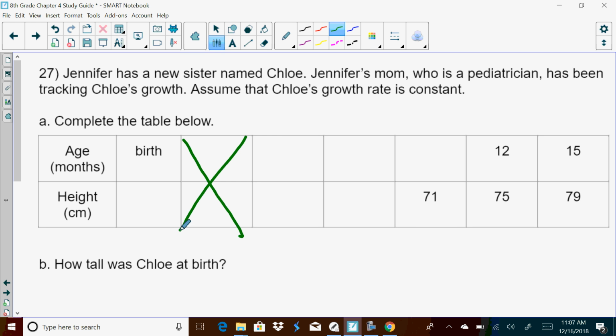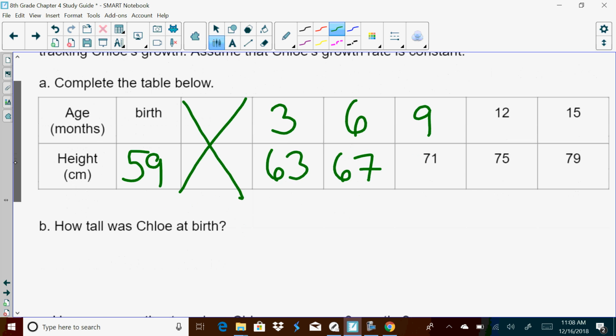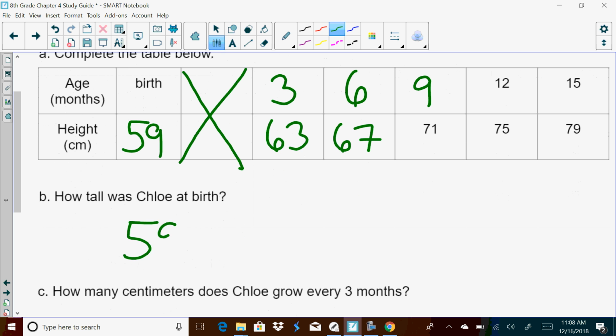So I know that every 3 months it grows 4. So this is going down 3, so this would be 9 months old. Going down 3 again would be 6. It's growing by 4, so I'd get 67. So going down 3 would be 3 months old, which would be 63 centimeters. And then at birth, she was 59. So part B says, how tall was Chloe at birth? She was 59 centimeters at birth.